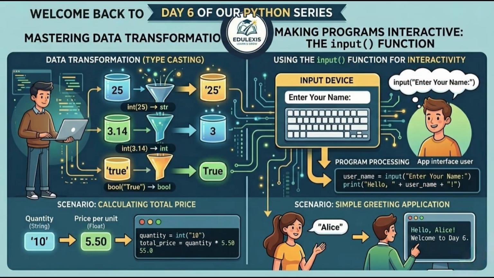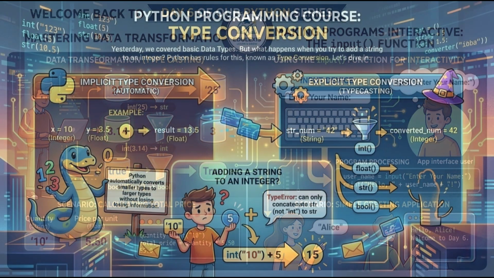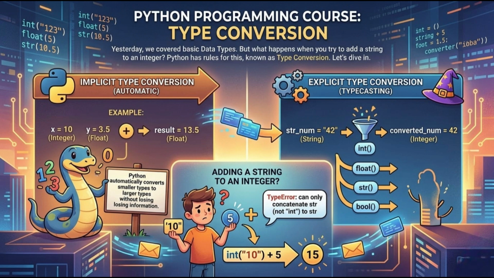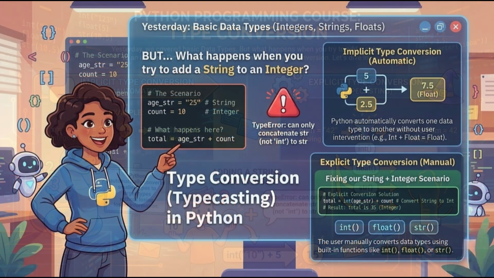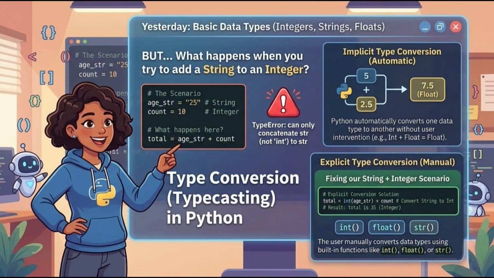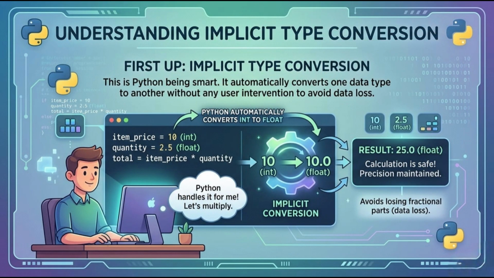Today, we are mastering how data transforms from one type to another and how to make your programs interactive using the input function. Yesterday, we covered basic data types. But what happens when you try to add a string to an integer? Python has rules for this, known as type conversion.